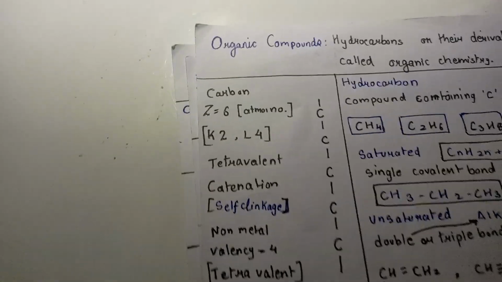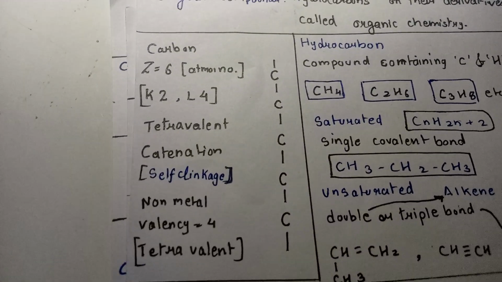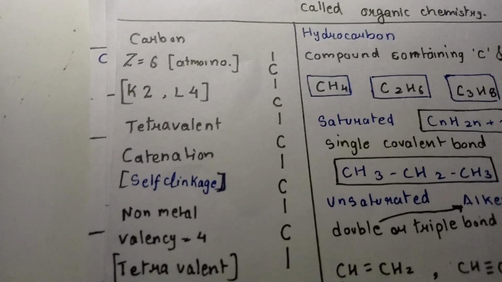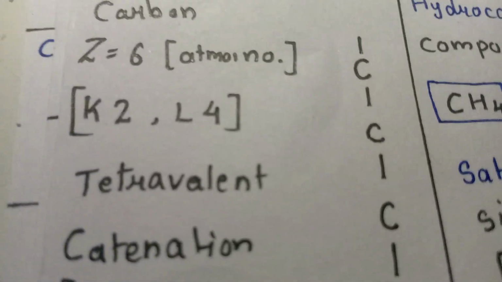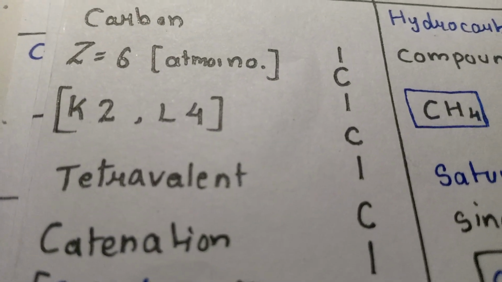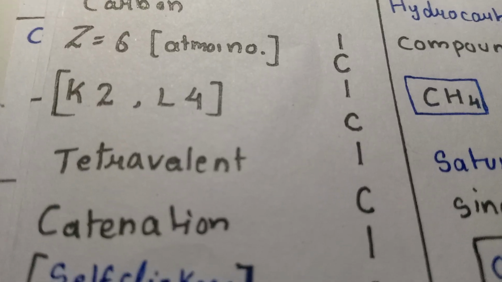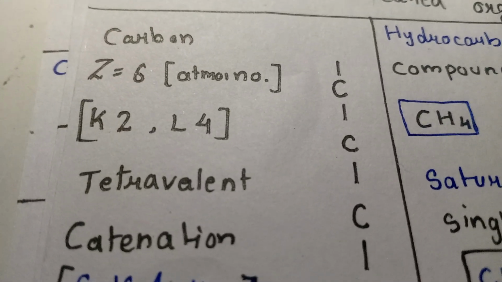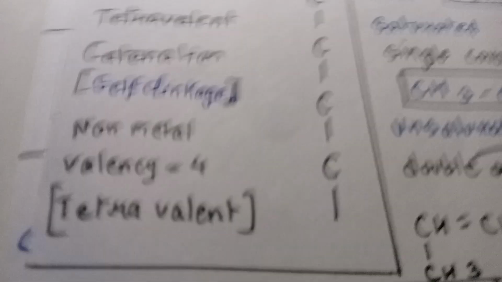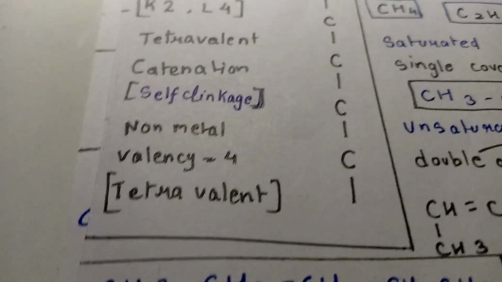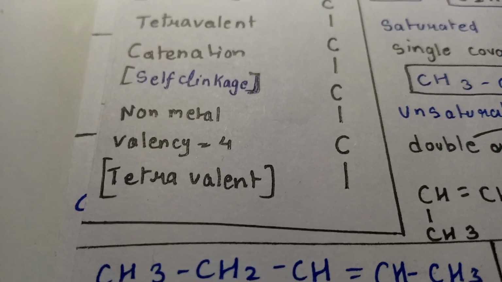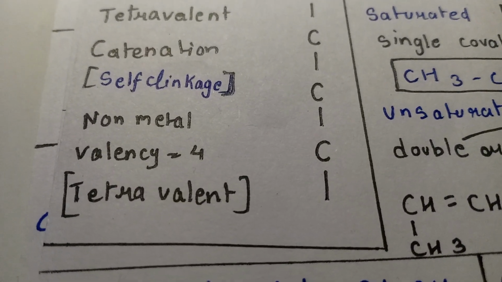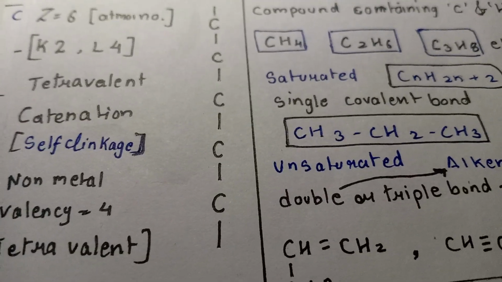Okay, next we start off with the first and the very important one, which is carbon, which has atomic number of 6, and in its K shell it has two electrons. And at its L shell, it has 4. This carbon is tetravalent, which means it can form tetravalent geometry. Then it is catenation, which means it can create chains of its own.